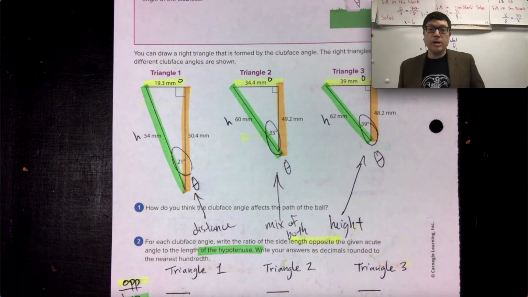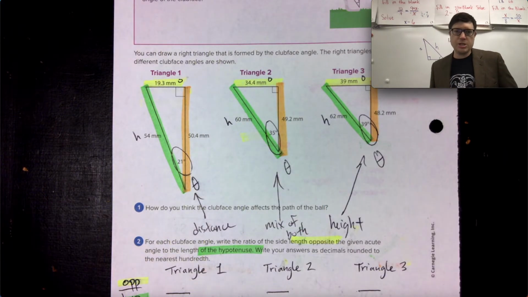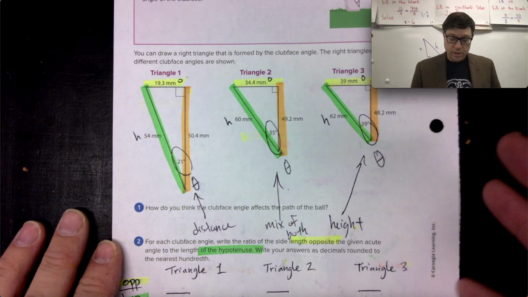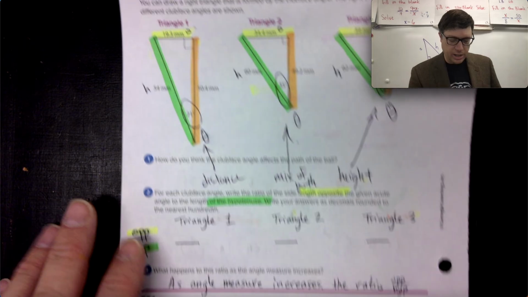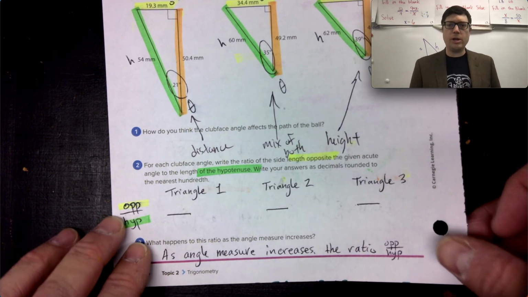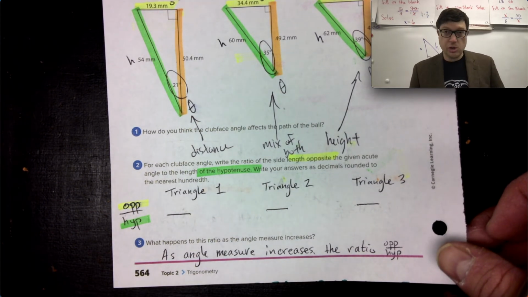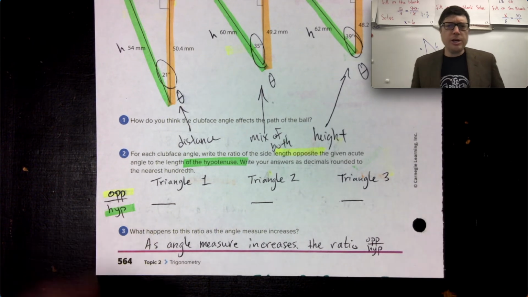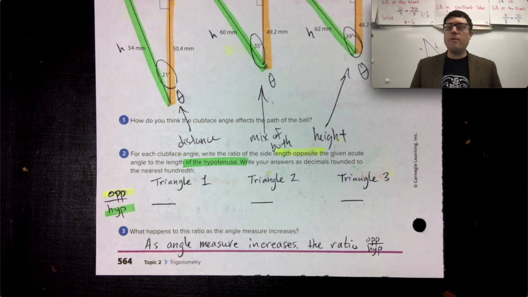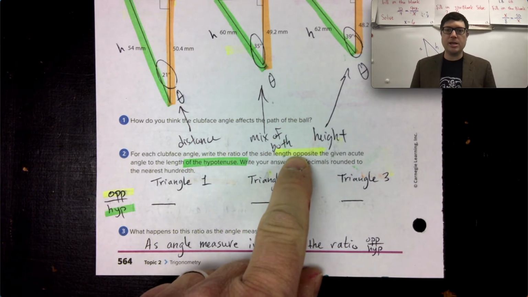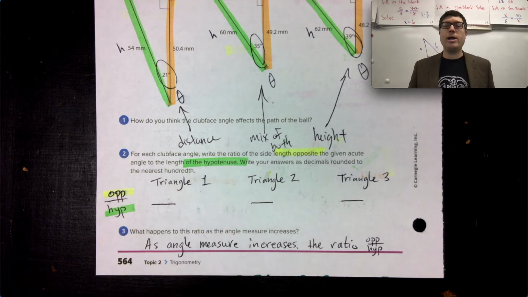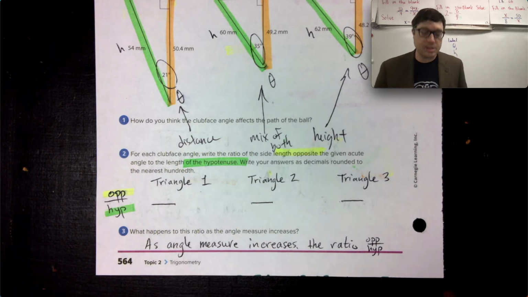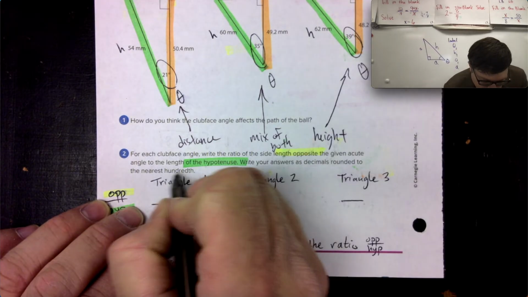The angle is going to send the ball where you need it to. Now they're given numbers instead of like a 27-degree angle or a 21, but serious golfers are paying attention to that angle. For each club face angle, write the ratio of the side length opposite the given acute angle to the length of the hypotenuse, and write your answers in decimal rounded to the nearest hundredth. By the way, hundredth means 2 decimals.